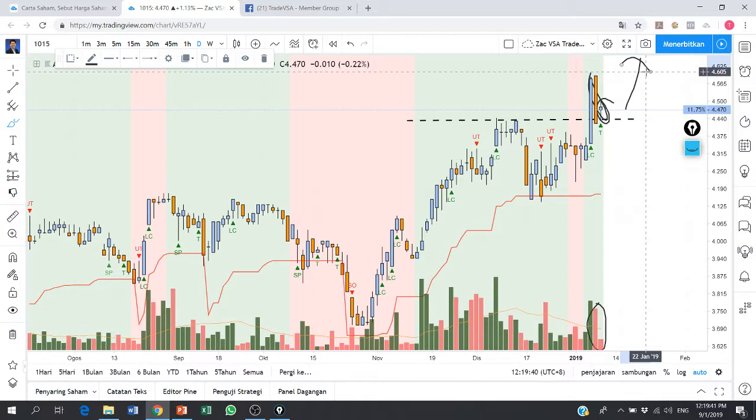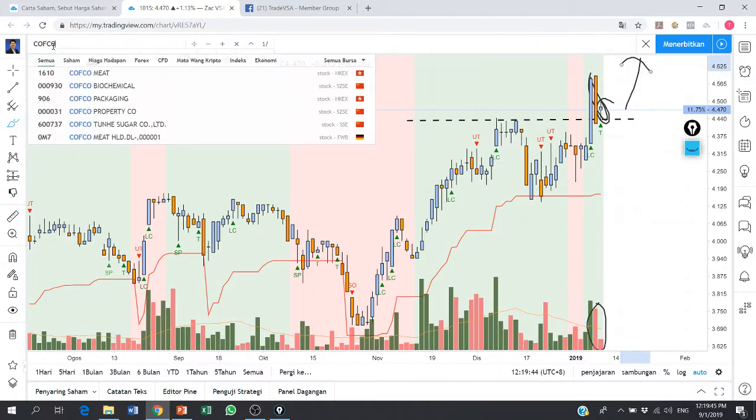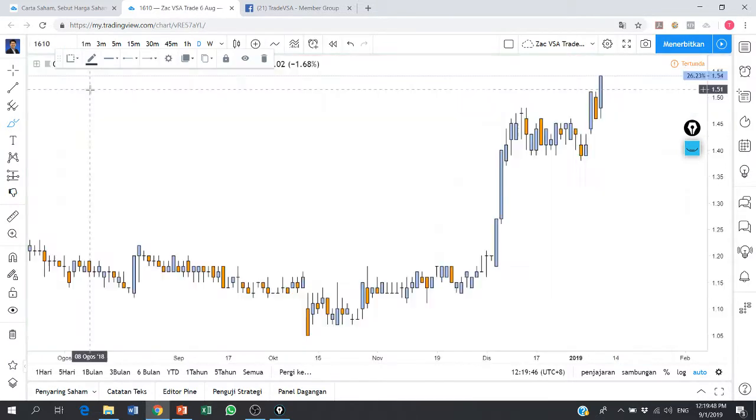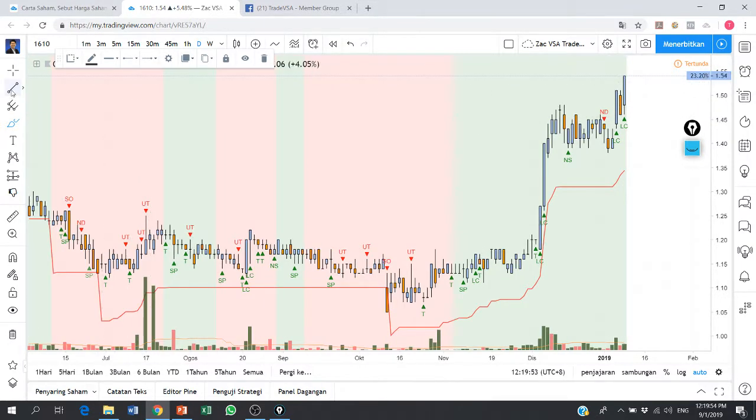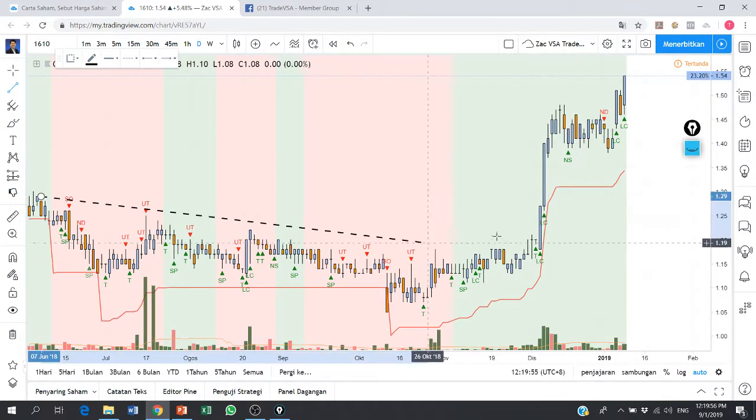Similar to these stocks, Kofco Meat is why I picked it up yesterday for our Telegram members. Of course, today it has moved already. I think this one has moved around 4%. Looking at the background, we have a very nice accumulation.